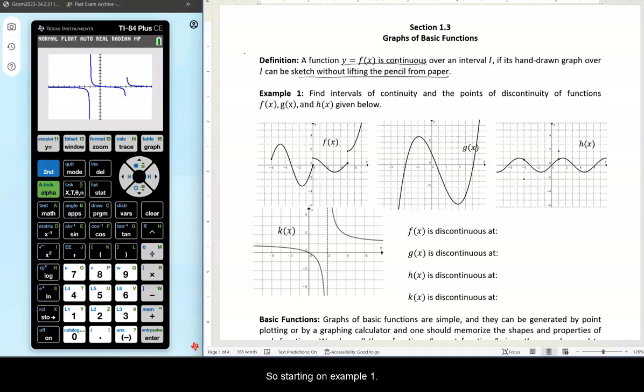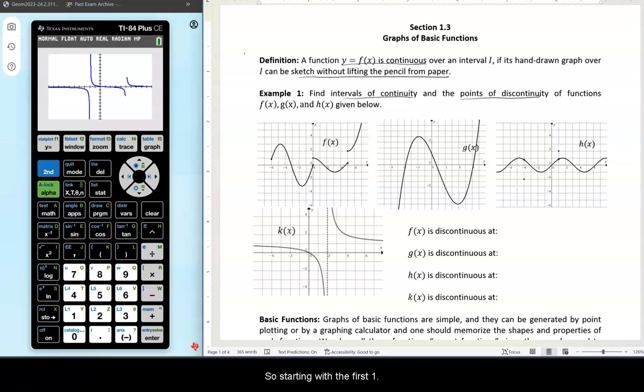So starting on example 1, we're to find the intervals of continuity and the points of discontinuity. Now notice the wording: continuity is an interval. We're going to talk about it as we move across the graph from left to right. And then discontinuities happen at points.